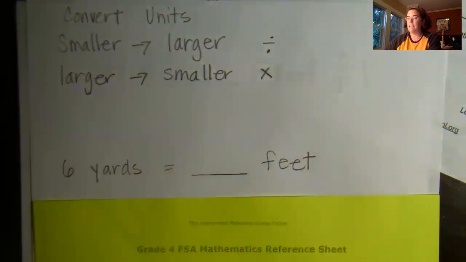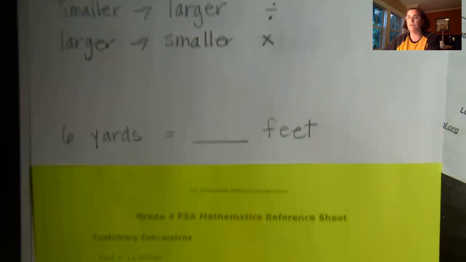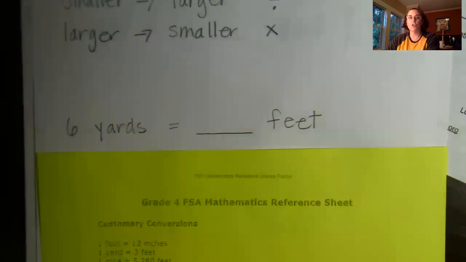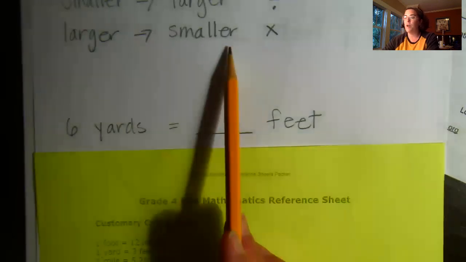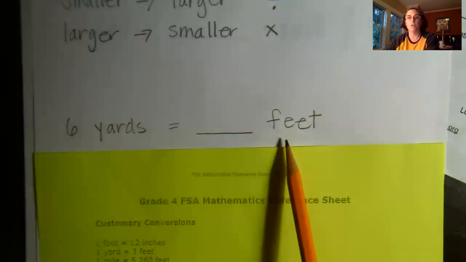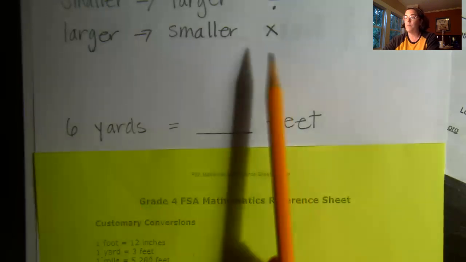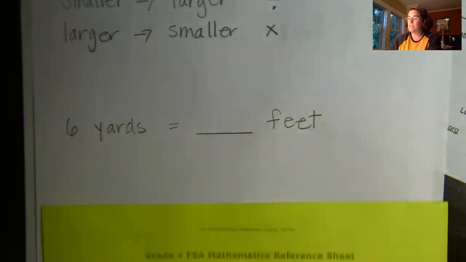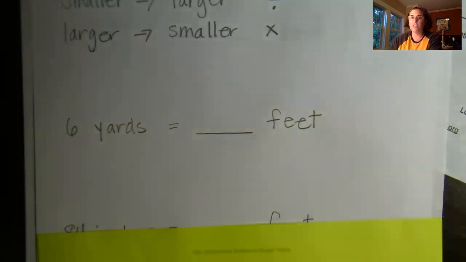All right, so let's go ahead and work one out. So I see I have 6 yards, and it's asking me how many feet does that equal. So I'm going to come down here to my conversion chart, and I'm going to find yards. I see on here that 1 yard equals 3 feet. So I'm going from a larger unit to a smaller unit because feet are smaller than yards. So I'm going to be using multiplication.